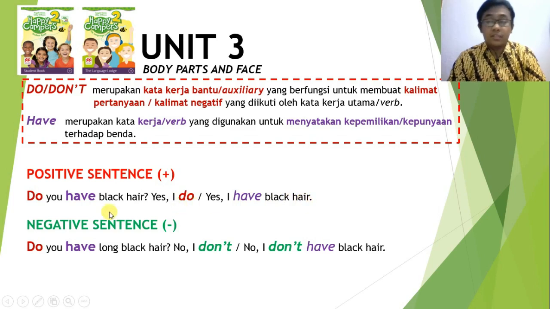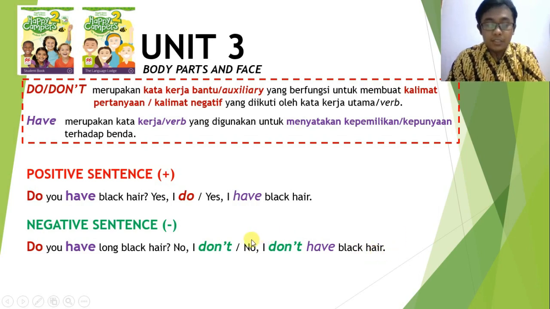Okay, that's for the positive. The next is negative. If you don't have black hair, so you cannot say yes I do. Dan rambut kalian mungkin brown atau white, maybe that's for your grandpa or grandma ya. Next, for the negative sentence, for example, do you have long black hair? No, I don't. Or kalimat lengkapnya ya, no, I don't have black hair.